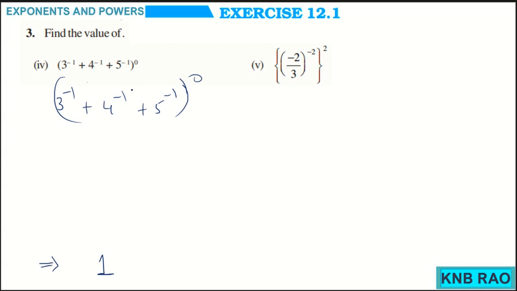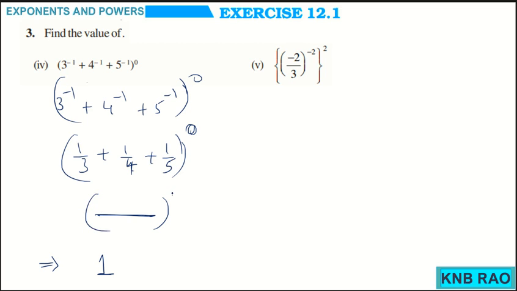Here I am sure we will not get 0, because I am adding 1/3 to 1 by 4 to 1 by 5. So definitely it is a non-zero number, and that is raised to the power 0. So any non-zero number raised to the power 0 should give you 1. So without any simplification, let it be anything, it is raised to the power 0. So the answer must be 1.